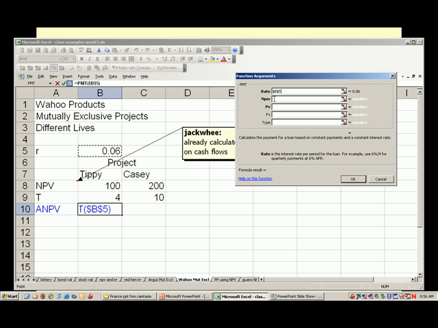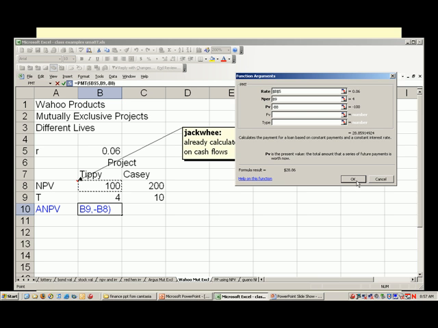Second argument in the PMT function is the number of periods over which the net present value is generated. And for project Tippy, that's 4, so I highlight that cell. The last argument we need in the PMT function is a present value, which is actually the net present value we've already calculated. Now I'm going to put a minus sign in here first, and I'll describe why I did that a little bit later, and then I'm going to highlight the cell that indicates the net present value of Tippy.